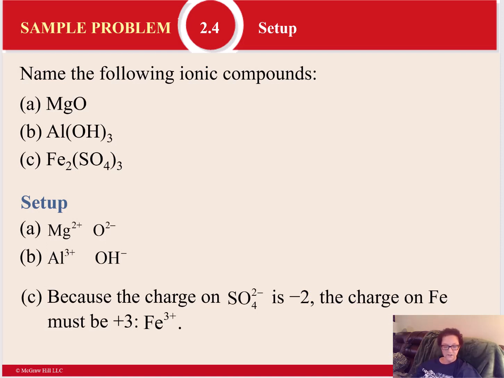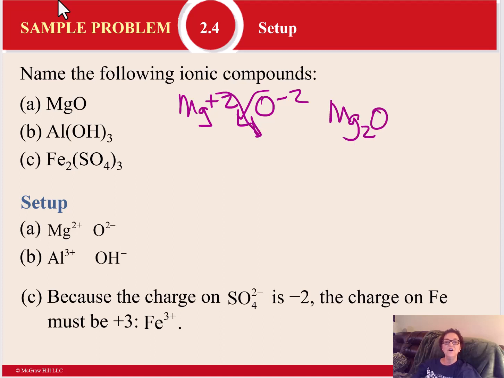Here's your sample problem. Name the following ionic compounds. We've got magnesium with a +2 and oxygen with a -2. When I swap and drop, that would be Mg2O2. But in ionic compounds, it needs to be the lowest number. Those are both divisible by 2, so it's actually going to be MgO.